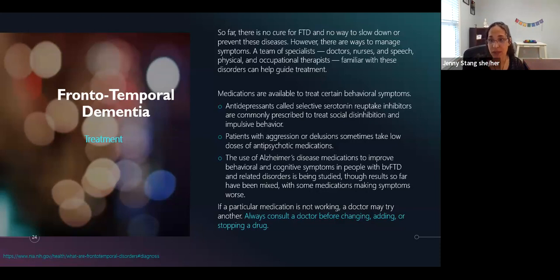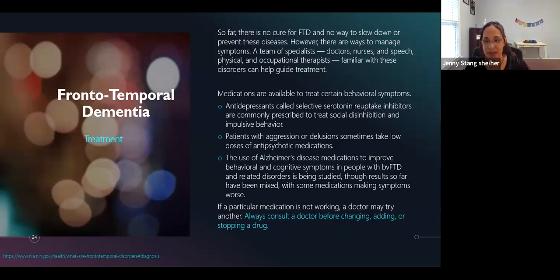Medications are available to treat certain behavioral symptoms. So they found that antidepressants called selective serotonin reuptake inhibitors, or SSRIs, are commonly prescribed to treat social disinhibition and impulsive behavior, which could definitely help you if you have a loved one that's difficult to take out into public because of their behavior symptoms. Perhaps there's a medication available to help curb that behavior. Patients with aggression or delusions can sometimes take low doses of antipsychotic medications.